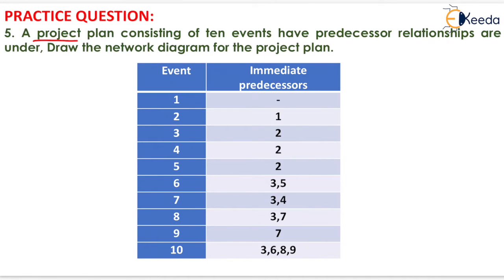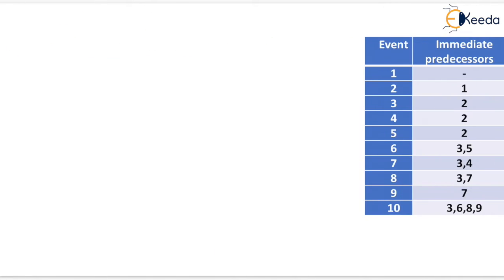Question is given as a project plan consisting of 10 events have predecessor relationship as shown. Draw the network diagram for the project plan. Now in this table event is shown and immediate predecessor is shown here. Now we have to draw the network diagram as per this relationship.